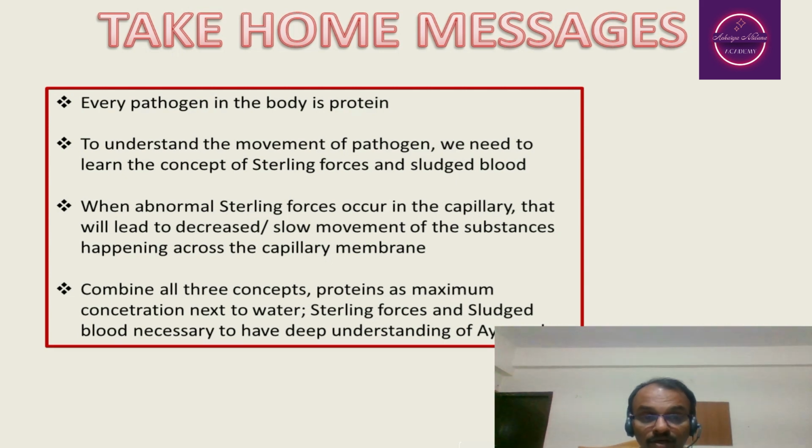Initially from the arterial end there will be more fluid moving from the capillary to the interstitial space. From the venous end onwards there will be slower movement. This is what is considered to be sludged blood. Combine all these three concepts: proteins as the maximum concentration next to water, Starling forces and sludged blood. We have to know these to have a deeper understanding of the concepts of Roganidana. That's all for today.